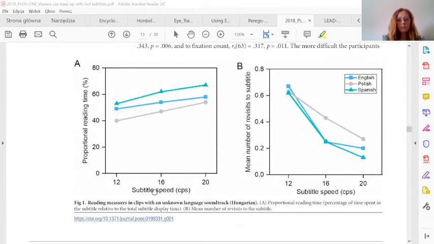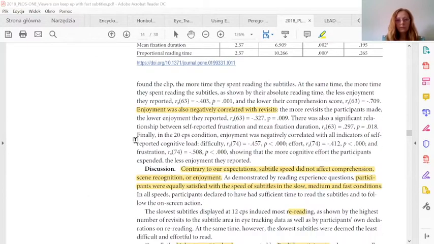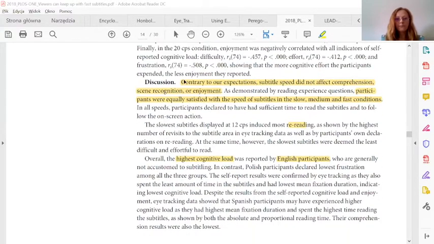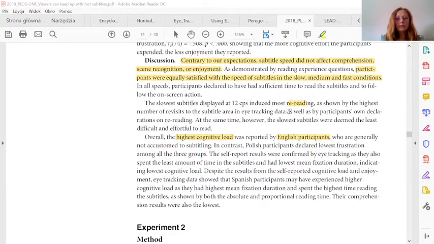well, graphs are also quite great to interpret the results, but I want to see what the summary of the results is, right? So, discussion. Contrary to our expectations, subtitle speed did not affect comprehension, scene recognition, or enjoyment, right? So we can already see that the first hypothesis was not confirmed, right? Participants were equally satisfied with the speed in the slow, medium, and fast condition, right? Also, there is something about rereading here, right? So subtitles that were the slowest induced most rereading, right? The highest number of revisits.